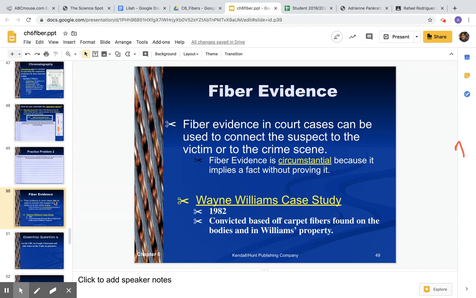At the end of this week, and for extra credit, so there were some of you guys who did not finish certain labs, I am going to be posting a case study. So the case study was about Wayne Williams. This is a case that occurred in 1982. The gist of it is that Wayne Williams was convicted based off of carpet fibers that were found on the bodies of the victims that he murdered. He is a serial killer, and we were able to use those carpet fibers and link it back to Williams's property. I will post that case study with the assignment on there, and that will replace one lab for you.